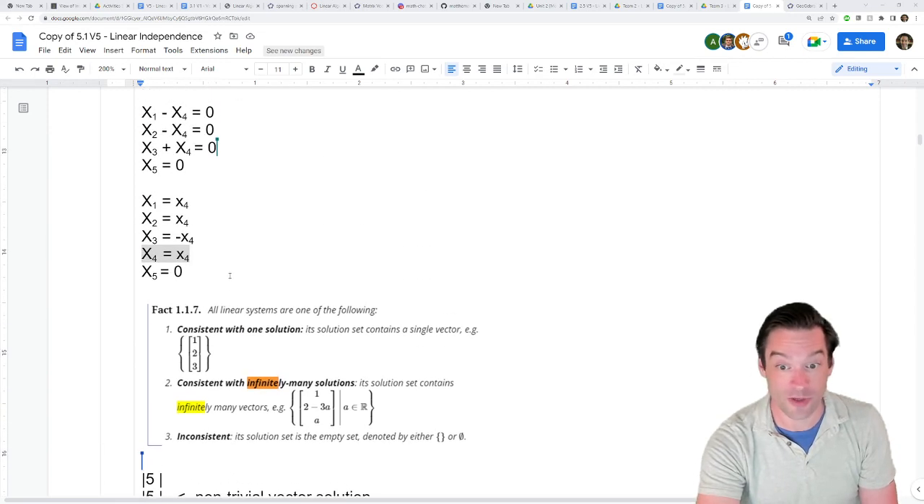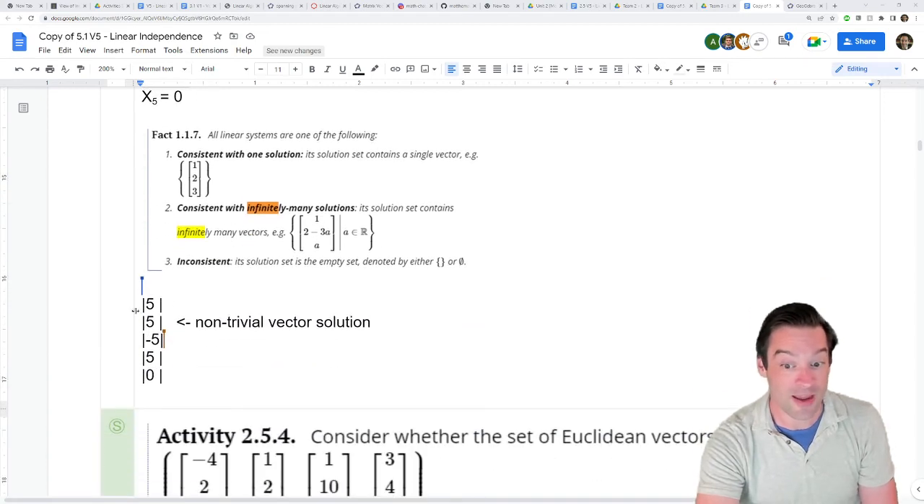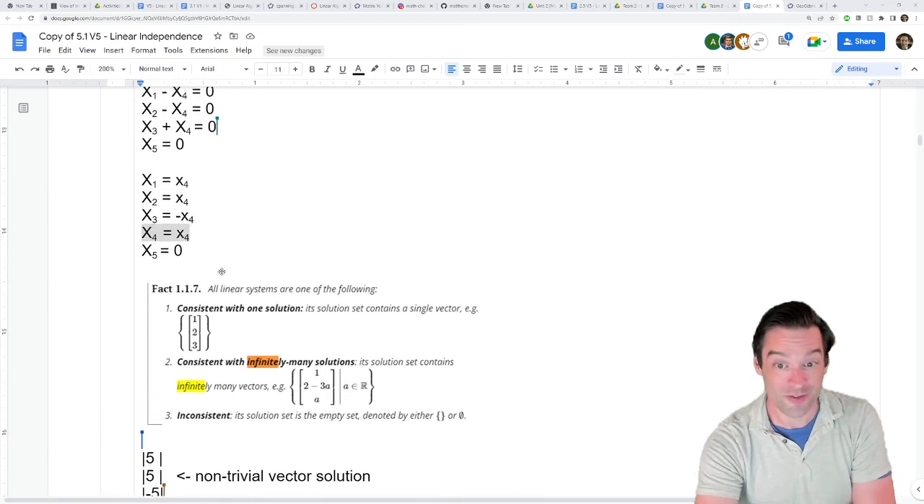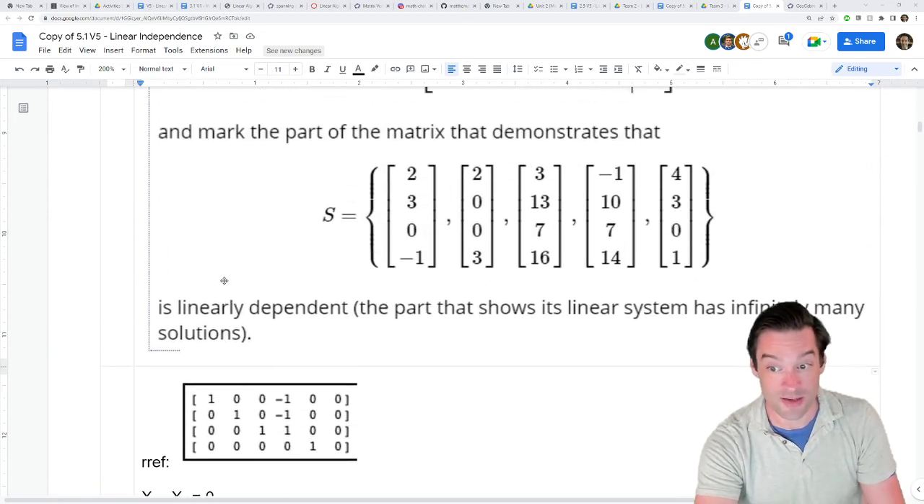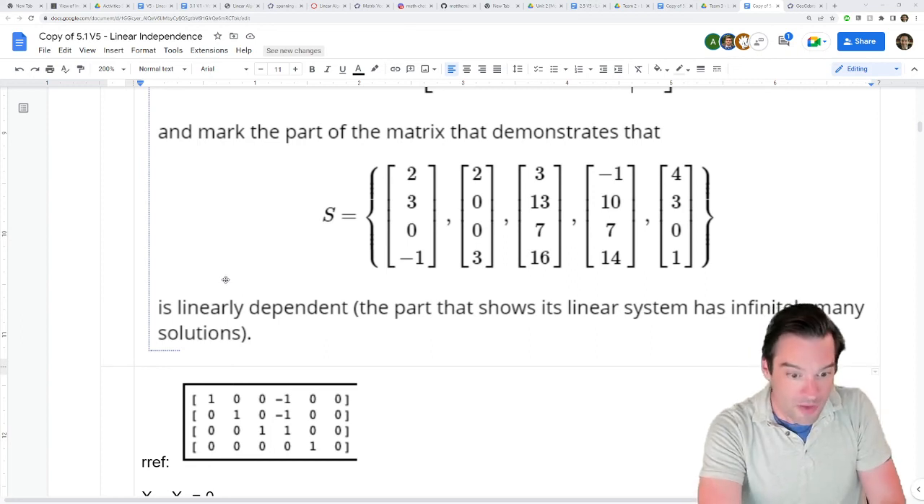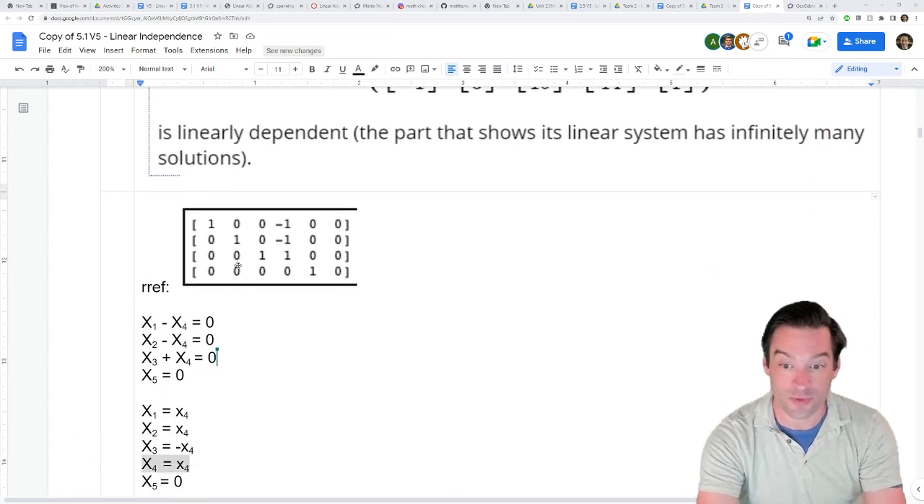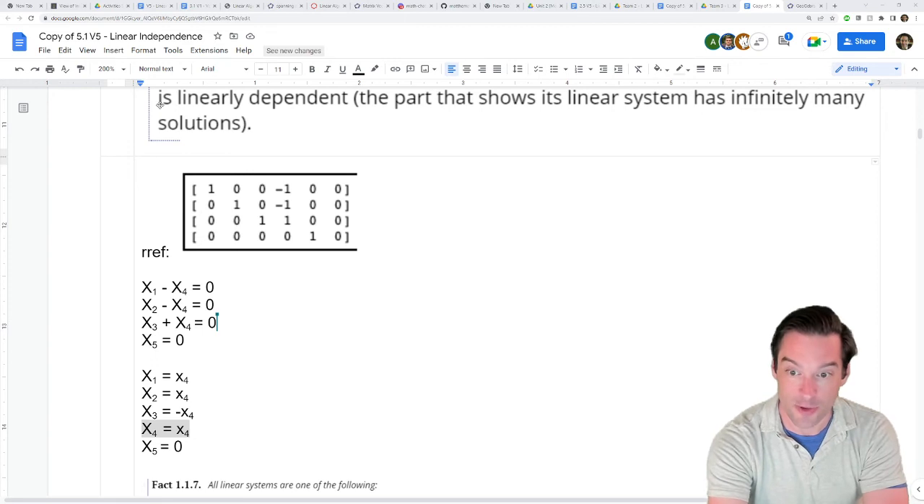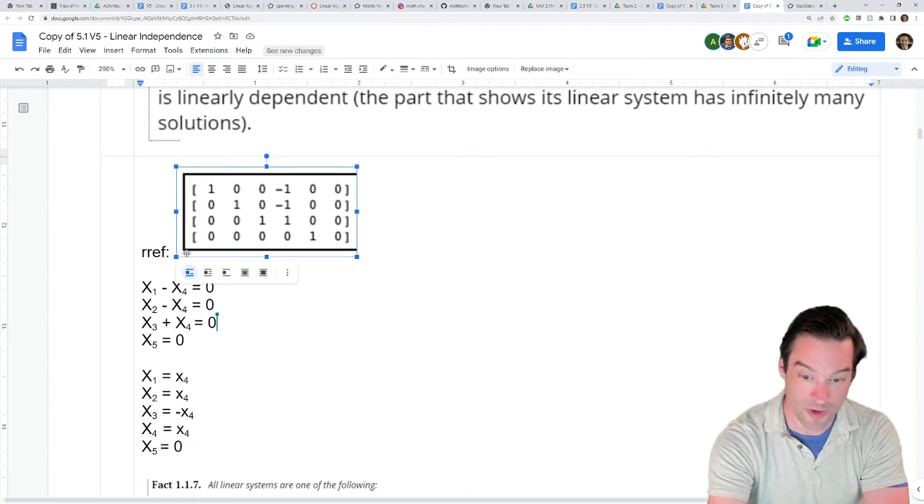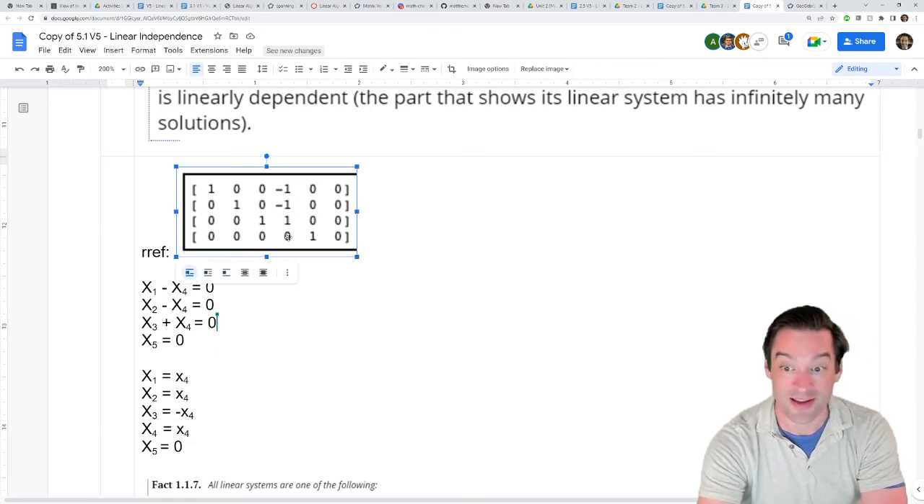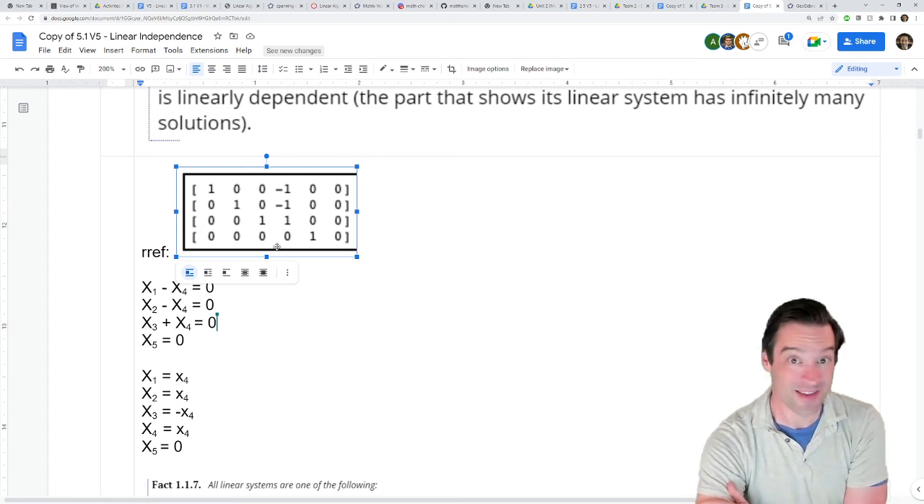For example, if we choose x4 equal to 5, then that makes x1 equal to 5, it makes x2 equal to 5, it makes x3 equal to negative 5, and this gives us a non-trivial vector solution. So as soon as we have a non-trivial vector solution, we therefore have infinitely many non-trivial vector solutions, and that shows that this is a linearly dependent set. But we still haven't quite answered the question as it was originally posed, and that question is, what feature of this reduced row echelon form is telling us that story? How are we tipped off to the existence of a free variable by the form of this reduced row echelon matrix? It's the 4th column. What's happening in the 4th column? No pivot. There's no pivot in the 4th column.